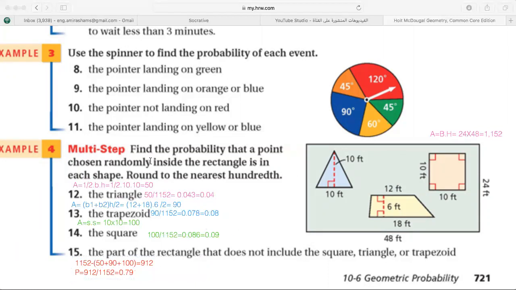Okay, girls, don't forget to write here P equal. And here also you have to write P equal to probability in each one.